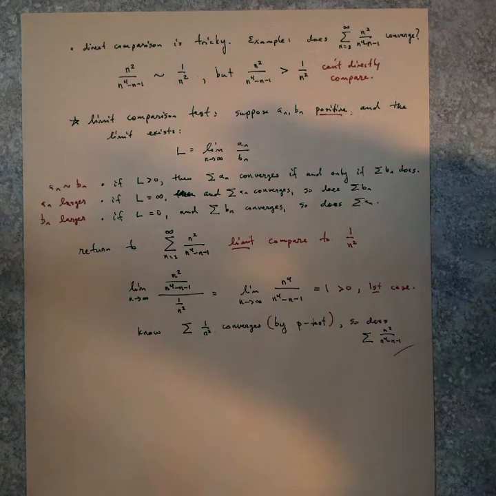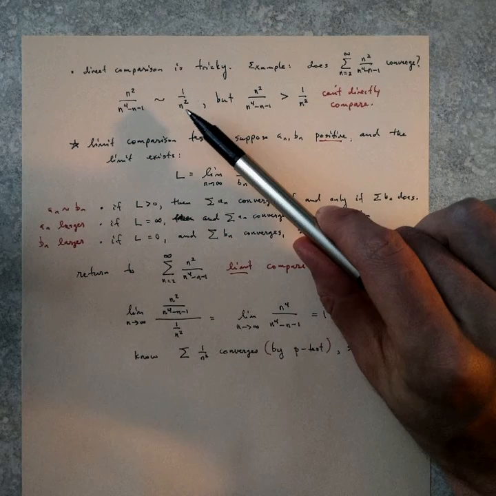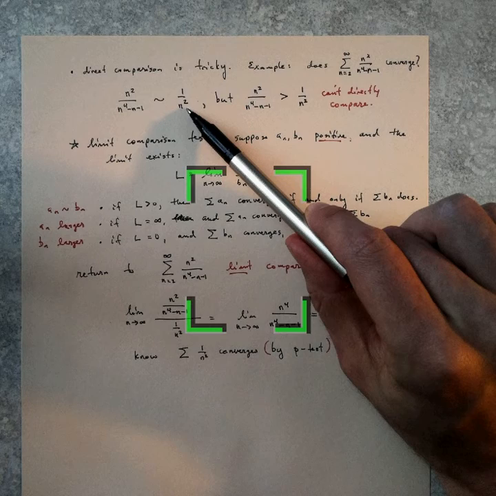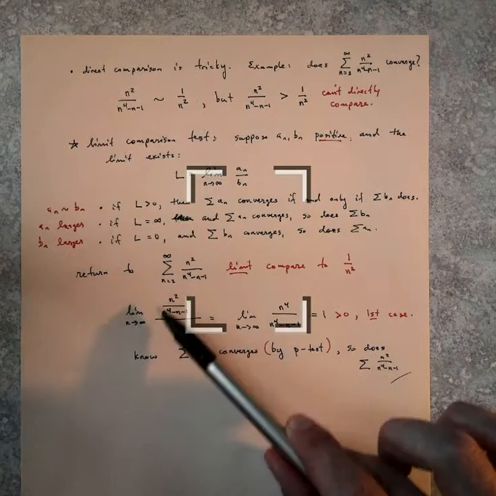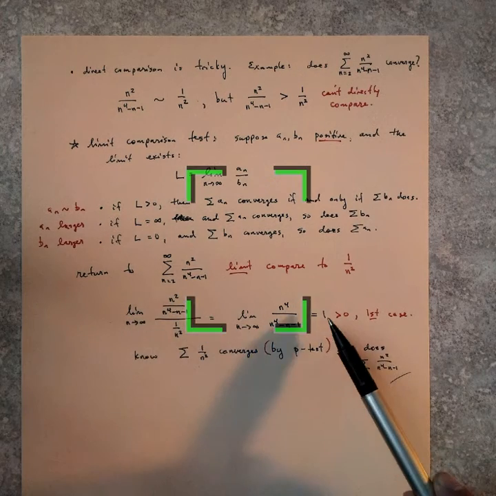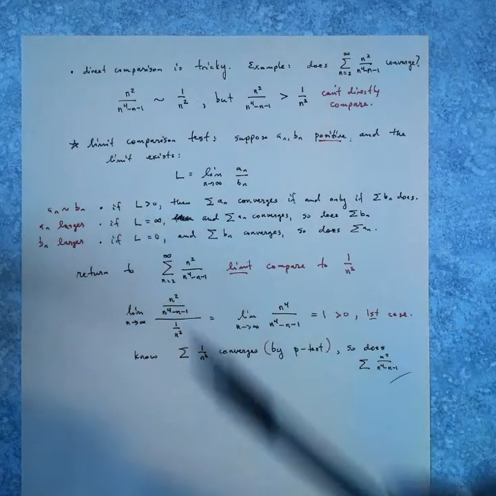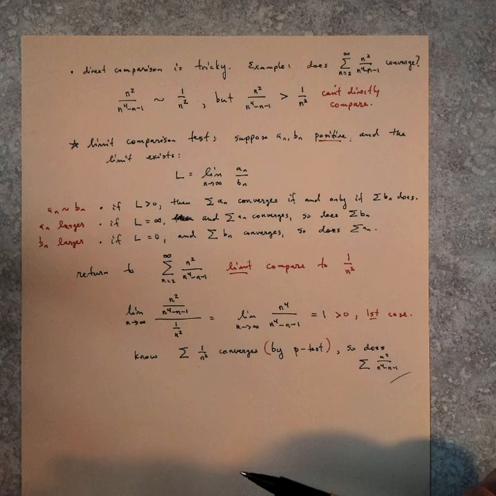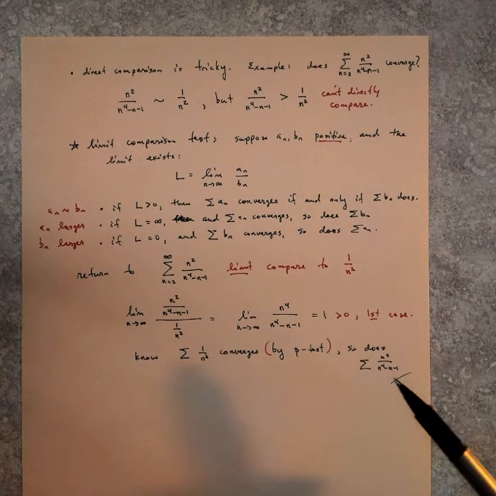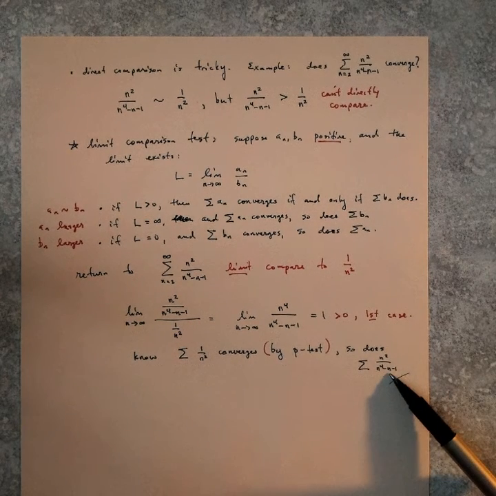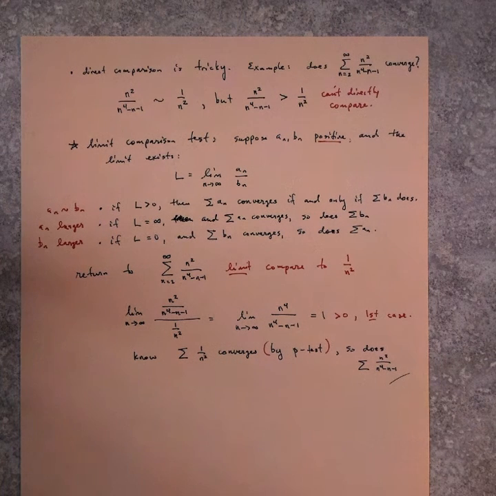Okay, so the idea is you think of a simpler sequence that has the same behavior. You stack them up, and if you get something that's bigger than 0, say something finite, then this sum and this sum behave in exactly the same way. So if this guy converges, then this guy must also converge.